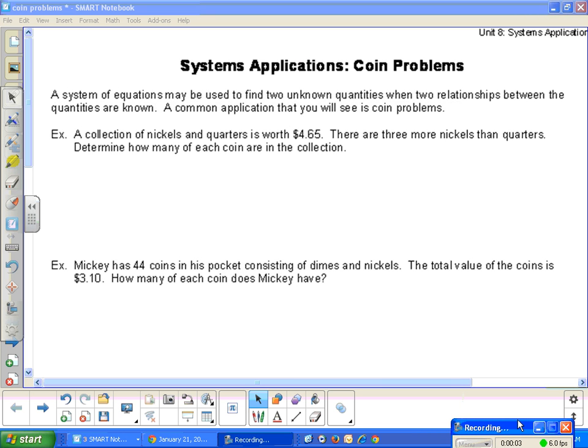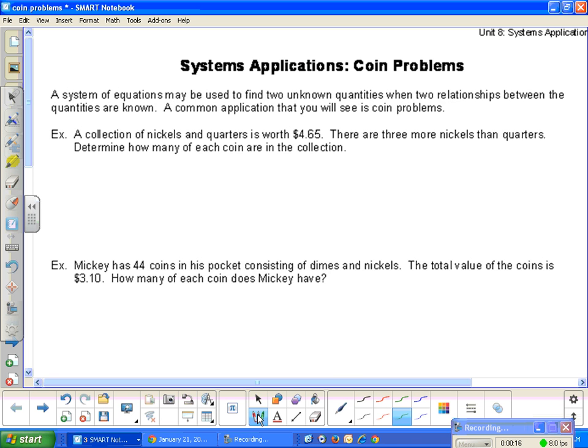Okay, you have a collection of nickels and quarters worth $4.65. There are 3 more nickels than quarters. Determine how much of each coin is in the collection. The very first thing that we need to do is label. And the way that it's easiest to remember is whatever order you see it in, that's how you label X and Y. So we let nickels be X and let quarters be Y.